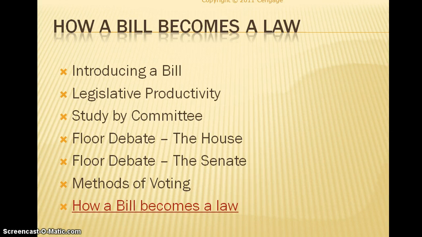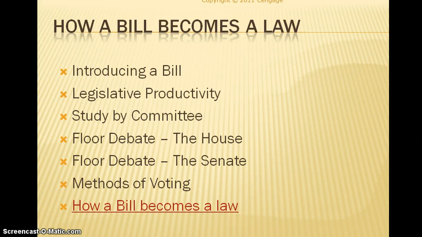There are certain things called resolutions. A simple resolution is passed by one house and affects that house, is not signed by the president, and does not have the force of law. A concurrent resolution is passed by both houses and affects both, is not signed by the president, and does not have the force of law. A joint resolution is essentially a law.